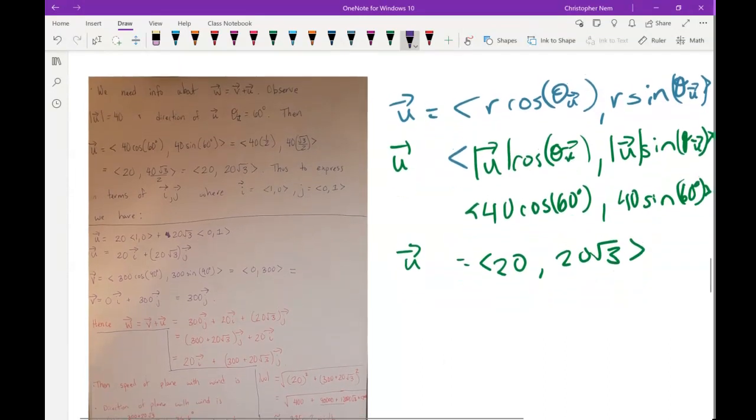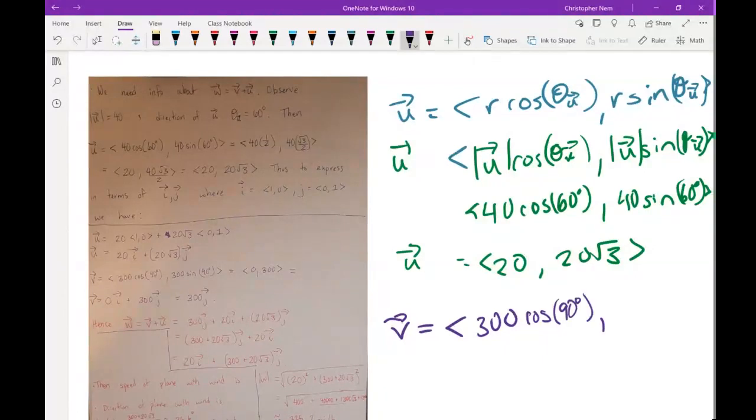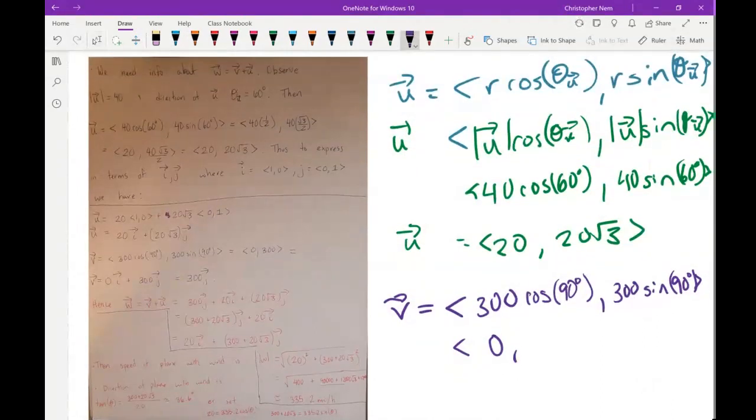But I'm going to calculate the vector v now. The vector v in particular is going due north. My magnitude is 300. Now I need to figure out the direction of it, and it's due north, which is 90 degrees. So 300 cosine 90 degrees, and then 300 sine 90 degrees. If we calculate it, cosine of 90 is 0, so really we only get the j component, which is going to be 300.